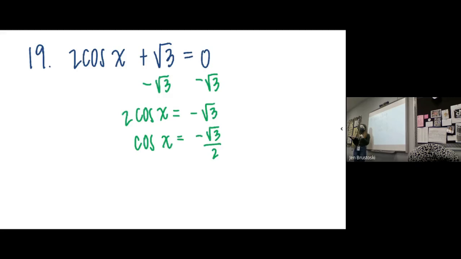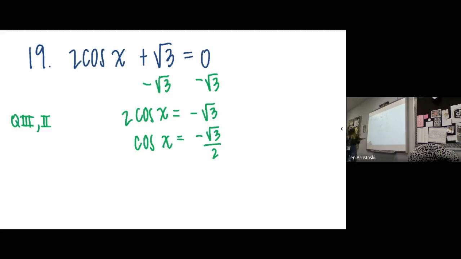Jenna? 30 degrees. 30 degrees, correct. So that would be pi over 6. So in the first quadrant, it's pi over 6. But where is cosine negative? In which two quadrants? 3 and which other one? Anna? Is it 4? 2, because it's the x value.